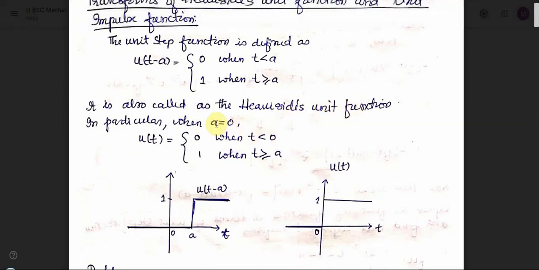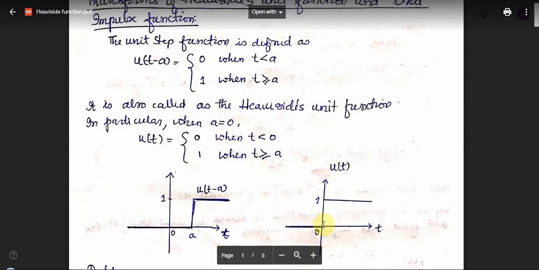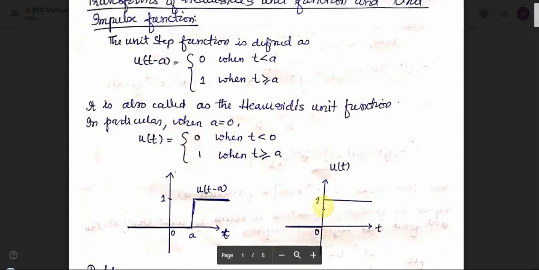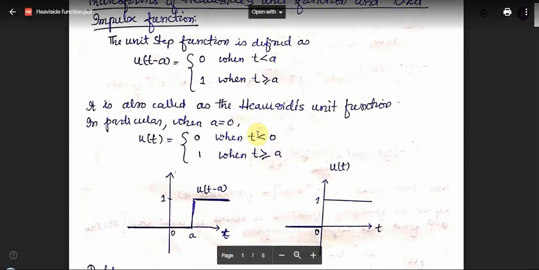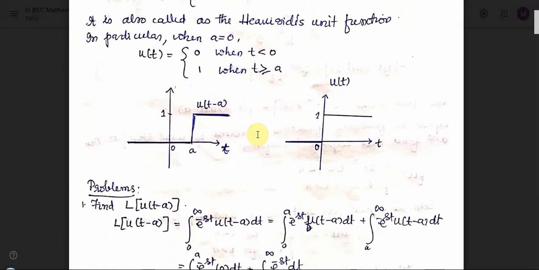In particular, when the point a is chosen to be 0, then we write the function as u of t. Then the value is like this: u of t is 0 when t is less than 0, and u of t is 1 when t is greater than or equal to 0. Therefore, this function is called Heaviside's unit function.